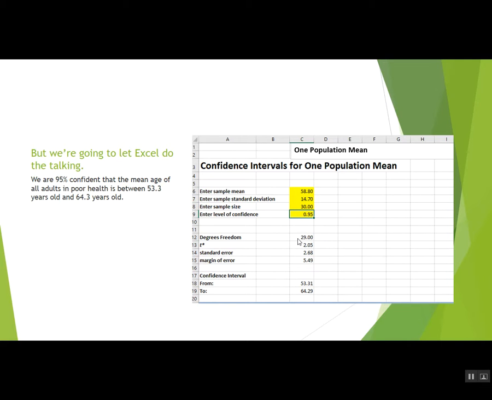Here, Excel tells us, for those who care, that the degrees of freedom is 29. This t star of 2.05, well, remember, if it were a normal distribution, we would be taking two standard deviations, or really 1.96. So it shows how things change just by a little bit, because we don't have a true normal distribution. This standard error, 2.68, that's our 2.7. That's our estimate for how much our sample means differ from the population mean. And then 2.05 times that, that's our margin of error. But the important thing is to be able to read this and see, okay, that's our confidence interval, 53.3 to 64.3 years old.